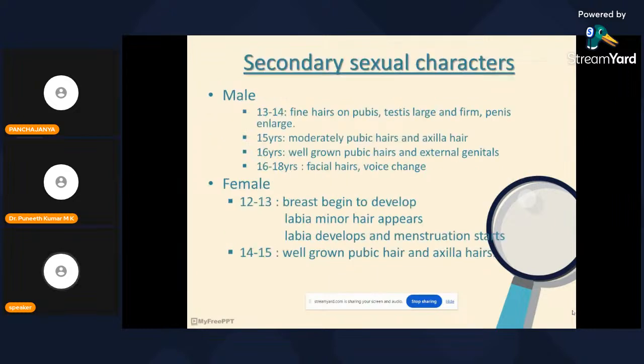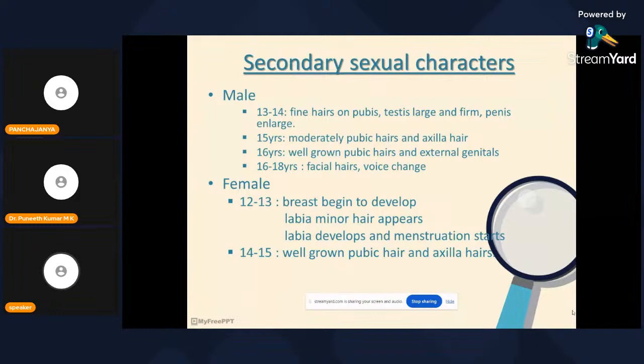And based on secondary sexual characters, in male and female, at the age of 12 to 18 years, there will be hormonal variations, and there will be development of the secondary sexual characters or the sex organs. Based on that, there will be certain changes in the body which are considered sexual characteristics. And at 13 to 14 years in males, there will be development and starting of fine pubic hairs on the pubis.